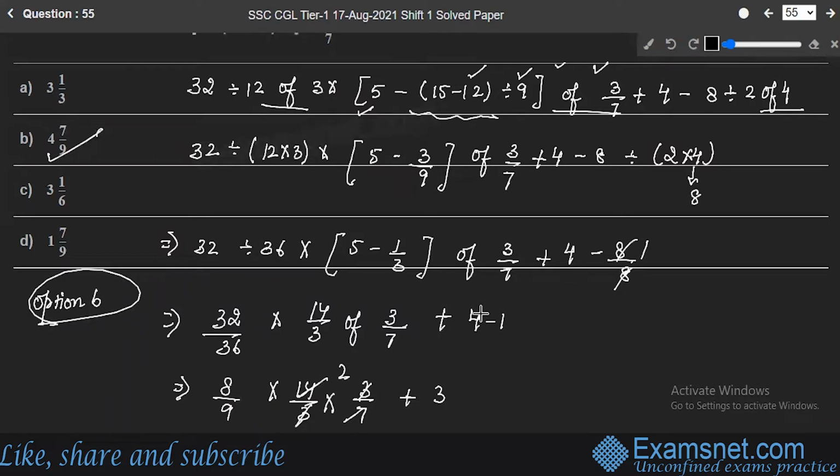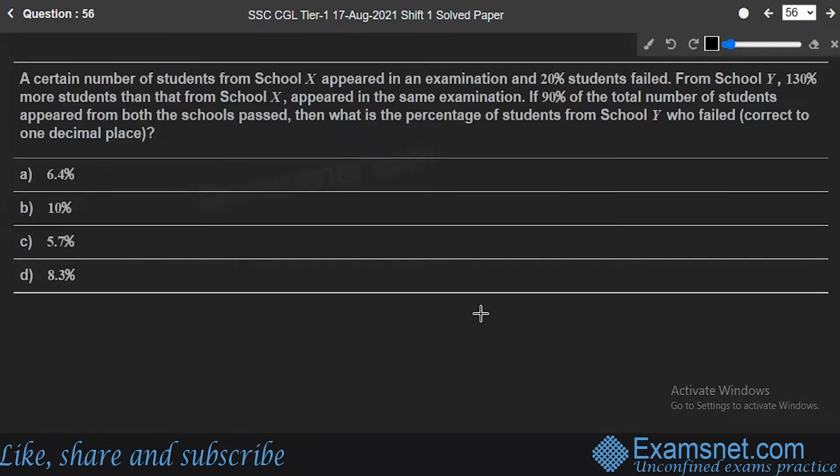Hope you are clear with this. All right, then let's move to the next question, number 56. A certain number of students from school X appeared in an examination and 20% of the students failed. From school Y, 130% more students than that of school X appeared in the same examination. If 90% of the total number of students appeared from both the schools passed, then what is the percentage of the students from school Y who failed? The answer should be corrected to one decimal place.